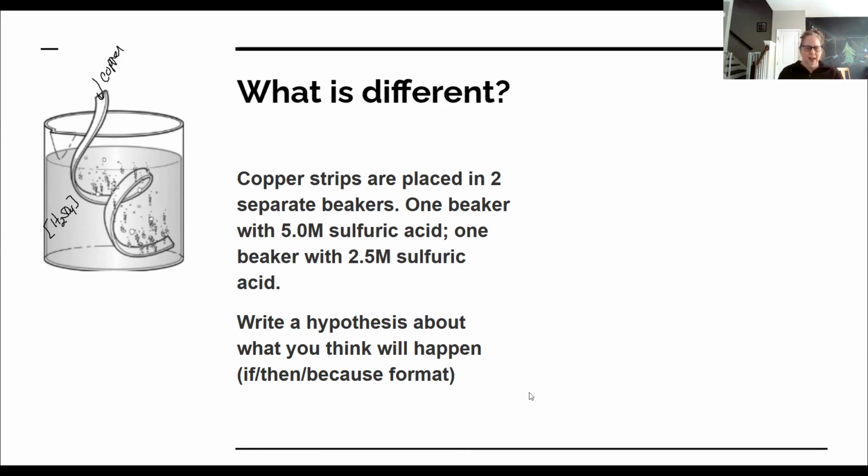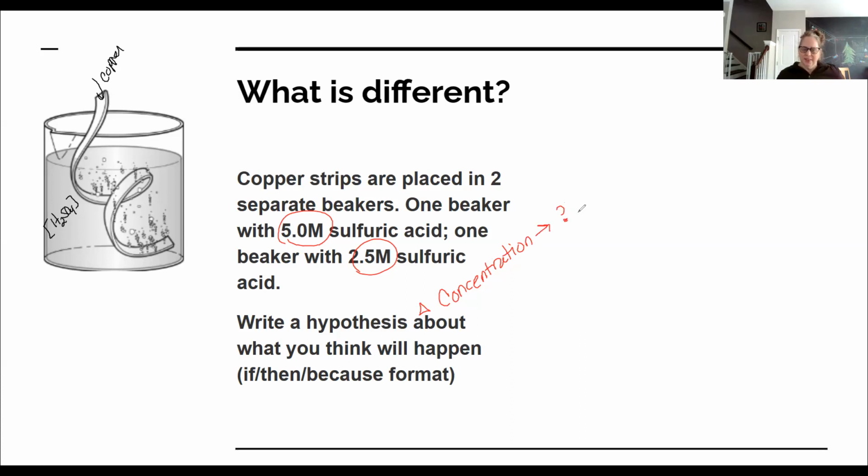What is different? Everything else we're going to assume the same. So the amount of water, the mass of the strip, the surface area of the copper strip, the size of the beaker, the temperature, we're going to assume all that other stuff is controlled and the same because we really want to only change one thing on a basic experiment so we can really know. So what did we change? We went from 5 molars to 2.5 molars. What are molars? Concentrations. So we are changing the concentration. And then we want to see what's going to happen.